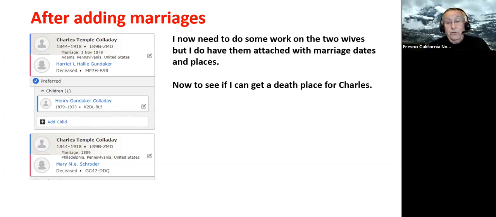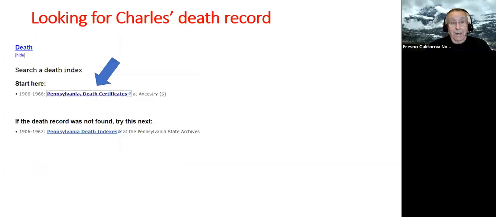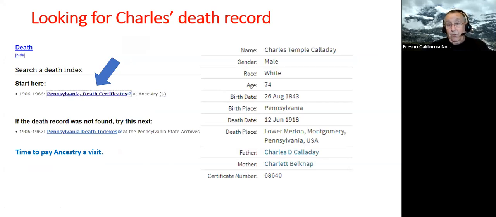Now, will guided research get me a death place? Well, let's see. I click on Pennsylvania again, but this time on death, and they provide me with one place to go. It's over to Ancestry. Actually, I have two here. They also have try this next down here. But right here, this search now or start here is at Ancestry. So we'll go to Ancestry. And here's the transcription for his obituary, here, his death certificate. And you'll see that he died in Lower Merion Township, Montgomery County.